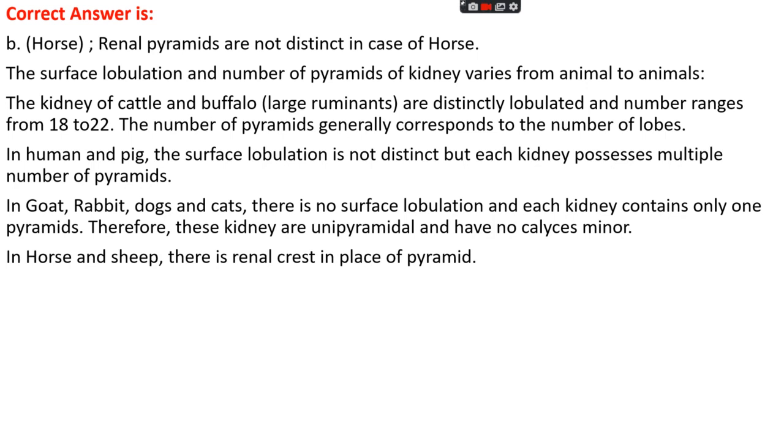And the number of pyramids is generally also the same as the number of lobules. In human and pig, the surface lobulation is not distinct, but each kidney possesses multiple pyramids. In goat, rabbit, dog, and cat, there is no surface lobulation, but each kidney contains only one pyramid. Therefore, these kidneys are called unipyramidal and have no calyx minor. In horse and sheep, there is a renal crest in place of pyramids.